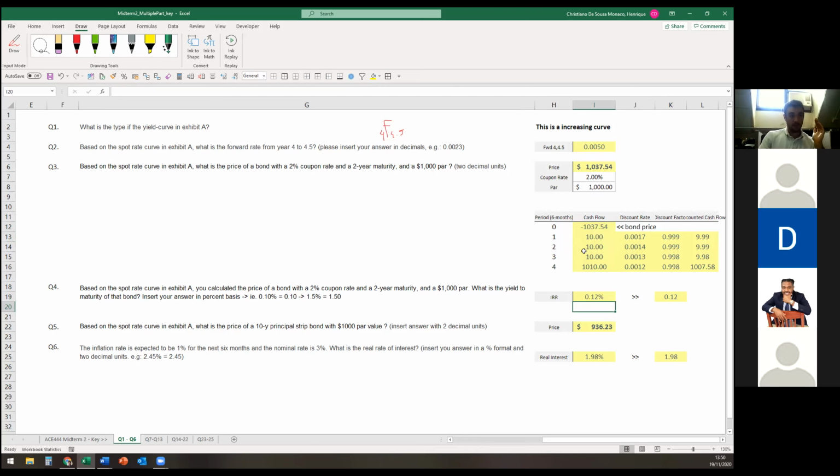And so the yield to maturity, remember, is the internal rate of return, or the discount rate that will make the future cash flows equal to the bond price, okay?